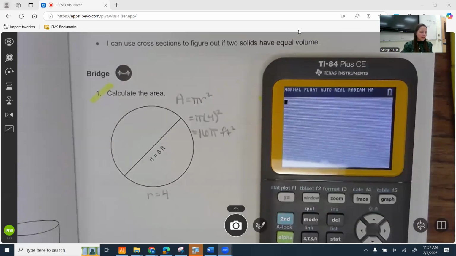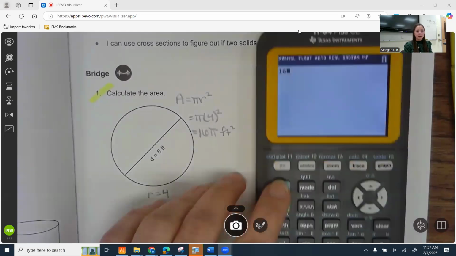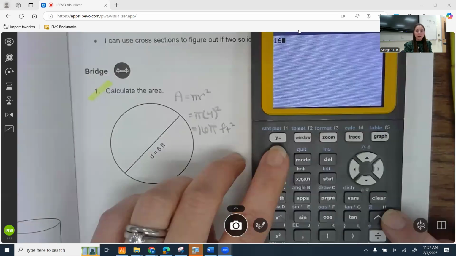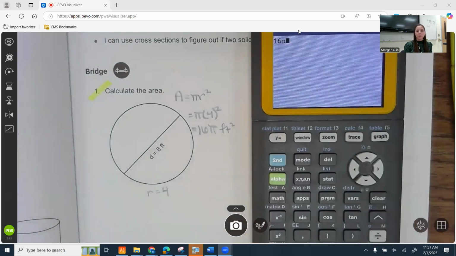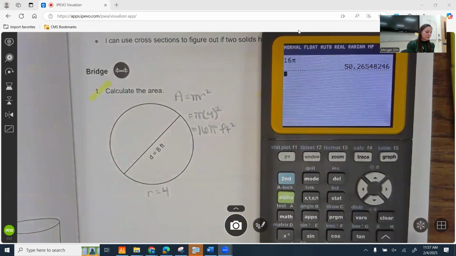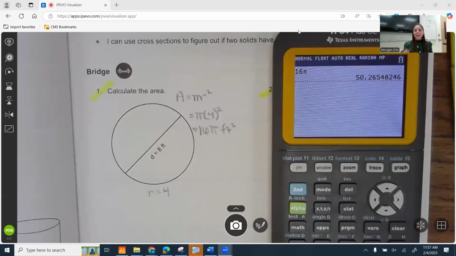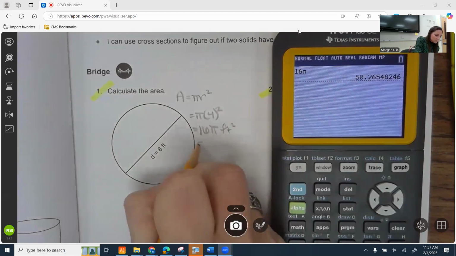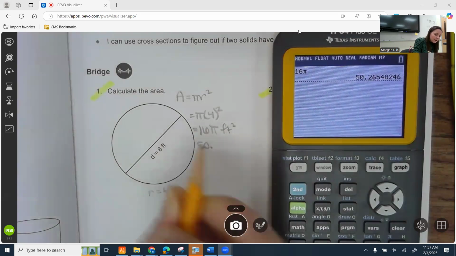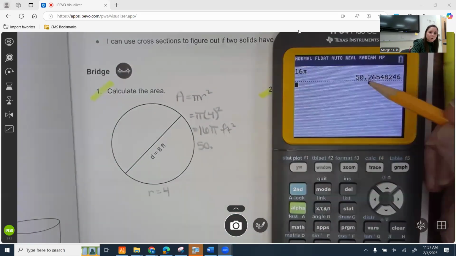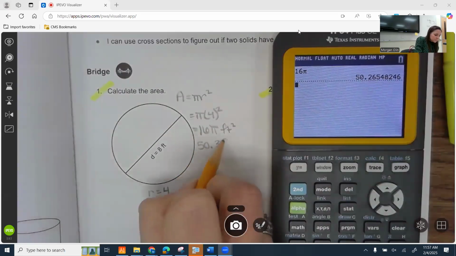All right, you can plug in 16 and then pi is if you hit the second button and then this button right here, the caret symbol. So second and the caret symbol. And there's pi and we can press enter. So if I round it to the nearest tenth, think 10. 10 has 1 0, so I'm rounding it to one decimal place. So 50.2, and there's a 6 behind that too, so I'm going to round that up to a 3.